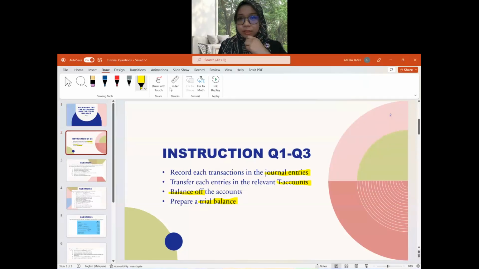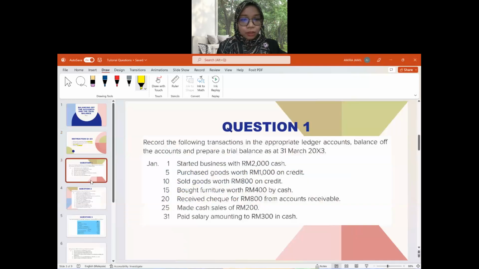This one that I mentioned just now. For each question, you have to record the journal entry and then transfer the journal entry to T accounts, and then you have to balance off the account and prepare a trial balance. A lot of you have been asking me how to do your assignment, right?